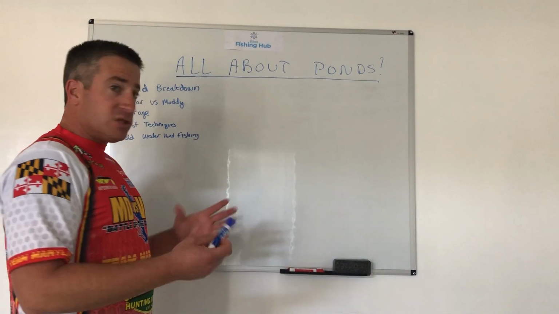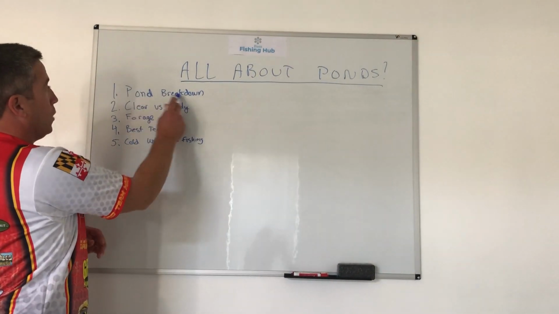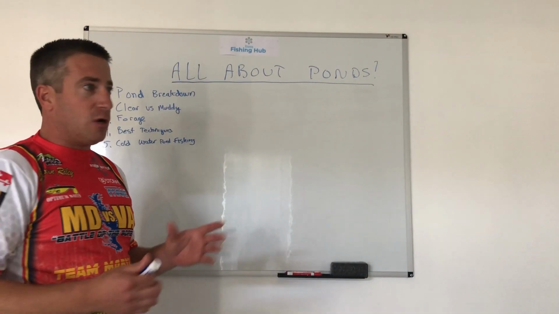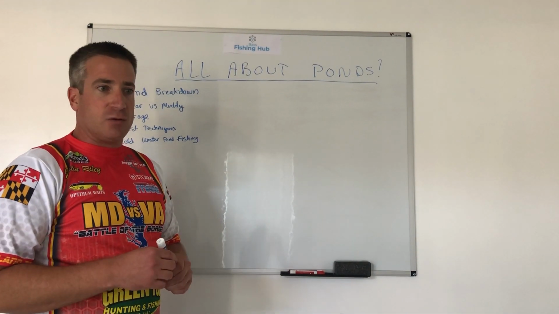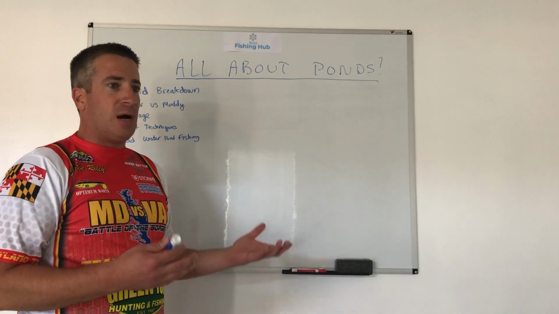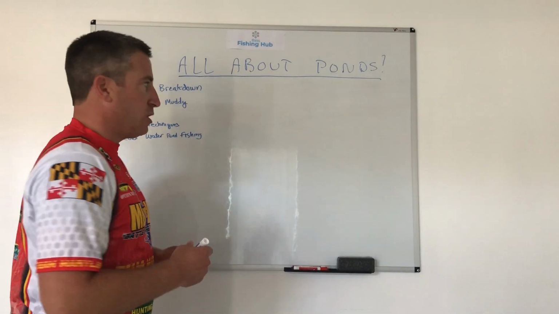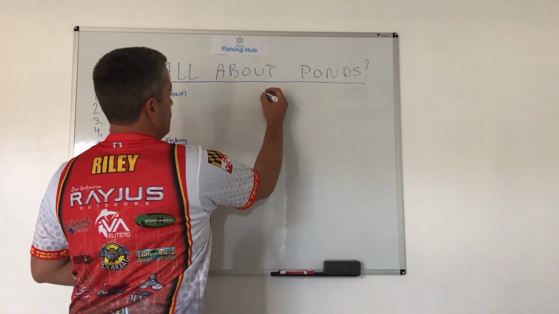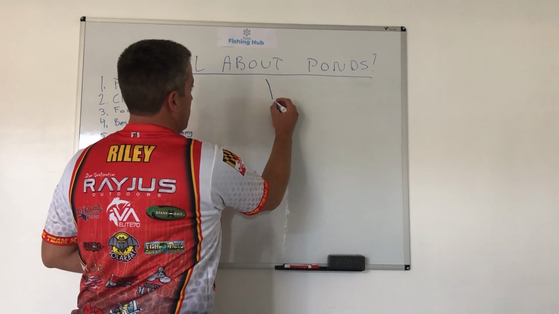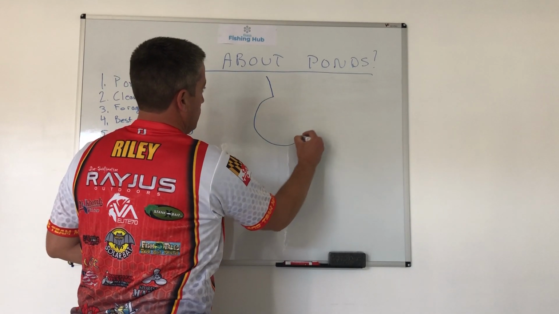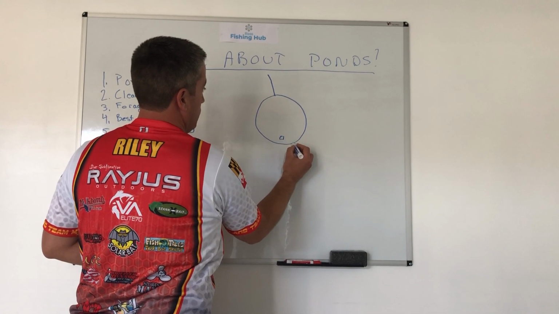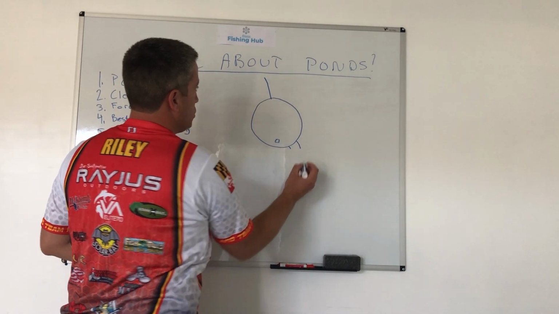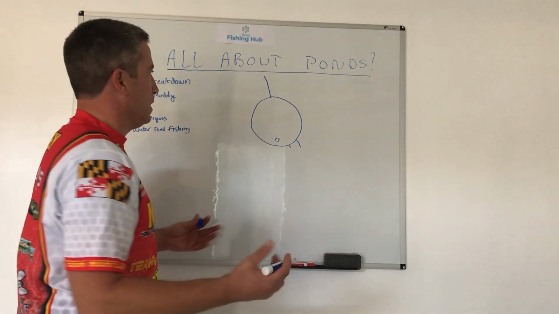So the first thing I want to do is go down through what a pond breakdown is. Basically, I'm going to draw out an actual picture of the elements of a pond that a lot of times they have. So let's take our basic pond. There's a couple components of a pond, okay?